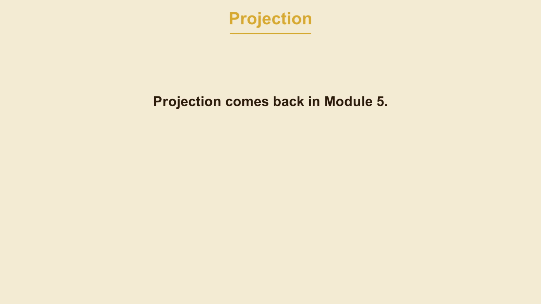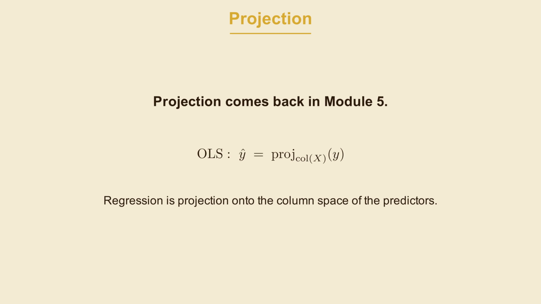Projection comes back hard in Module 5 when we get to regression. The OLS estimator that we're going to derive is geometrically a projection of the response vector onto the column space of the predictors. This sounds confusing, but it means that this small operation is going to end up being a very important tool for us later.